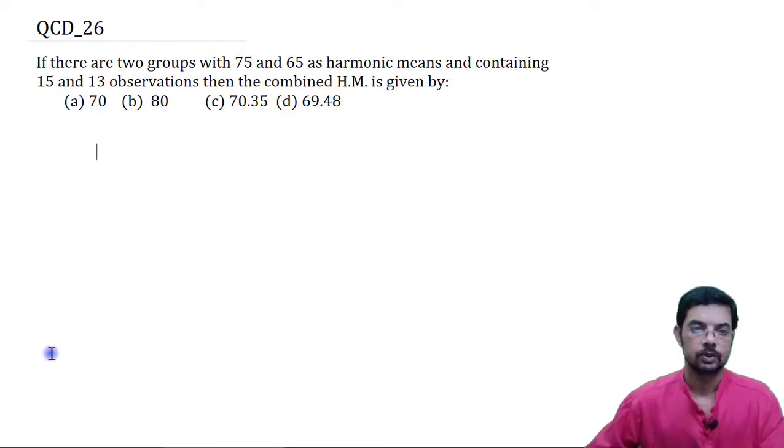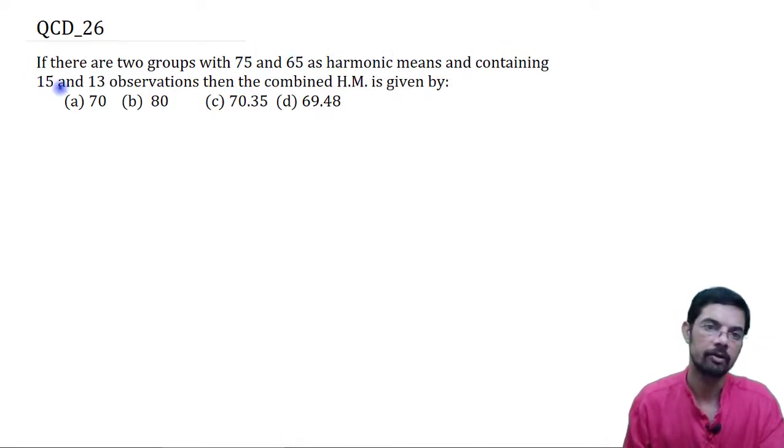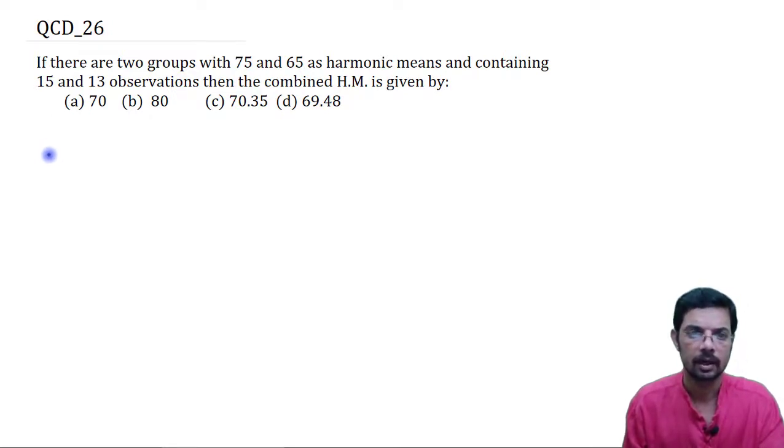Next question, question number 26. If there are two groups with 75 and 65 as harmonic means and containing 15 and 13 observations respectively, then the combined harmonic mean is given by which of the following? What we have here is n1 is equal to 15 observations and n2 is equal to 13 observations.